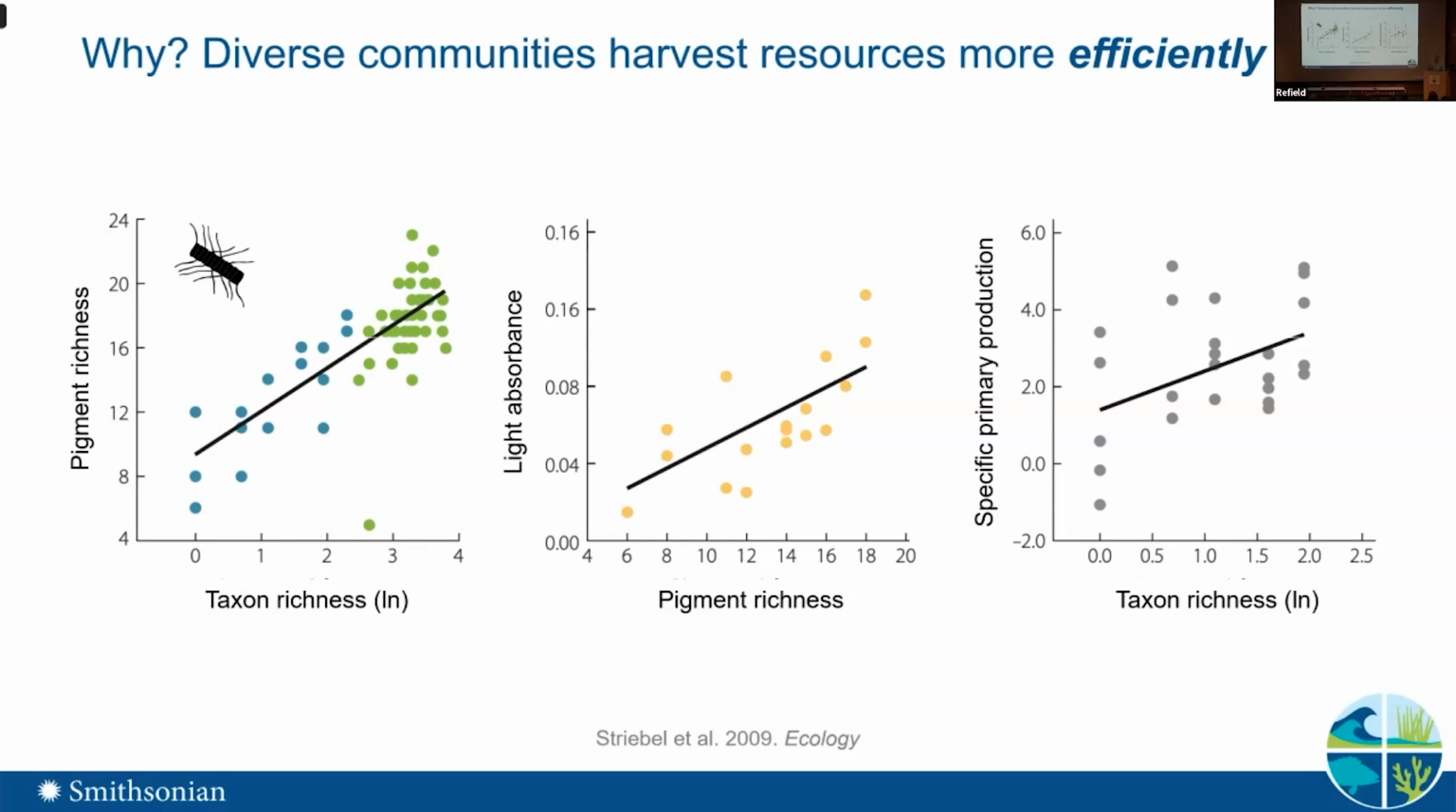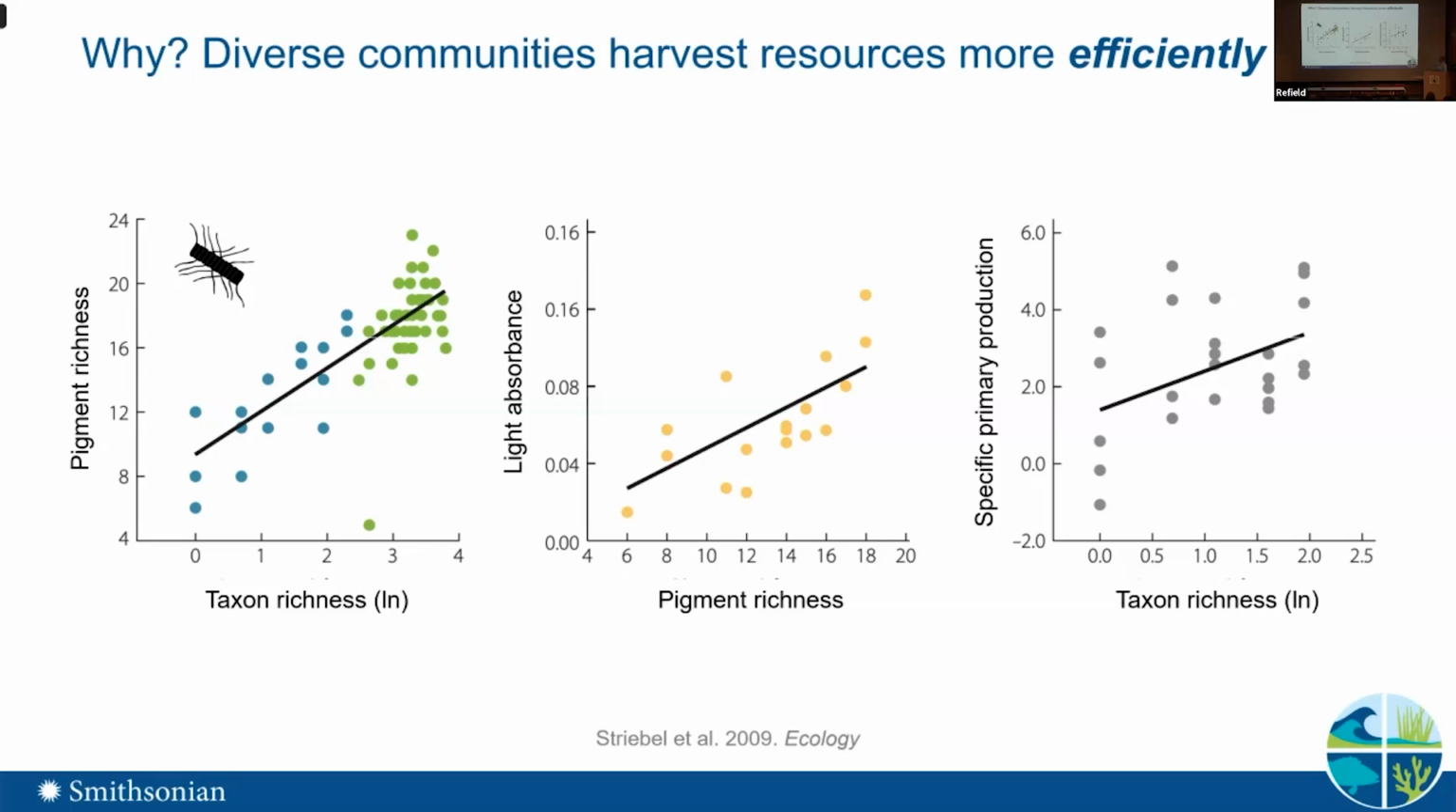So what's going on? How does this work? We can get some sense of the mechanisms of this from some really interesting studies on phytoplankton. So this is from work by Strebel et al., who showed that in the far left, in both experiments, which are blue, and in observational data sets of the field, which are green, the more diverse phytoplankton assemblages also had a broader variety of pigments, which are obviously the light capturing machinery of the cell. And in the middle, as that pigment richness increased or was higher in the higher diversity assemblages, we also see that there is more efficient light absorbance.